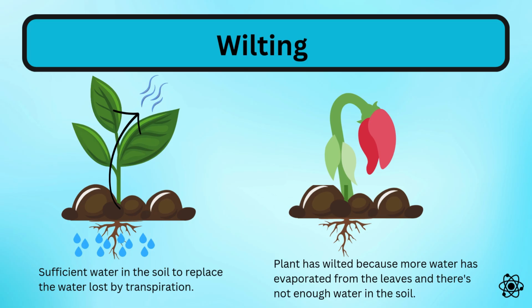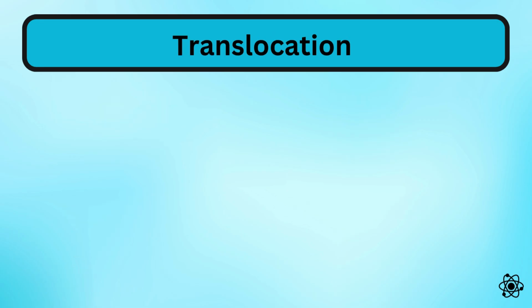In the next diagram, the plant has wilted because more water has evaporated from the leaves and there is not enough water in the soil. Finally, let's learn about translocation.